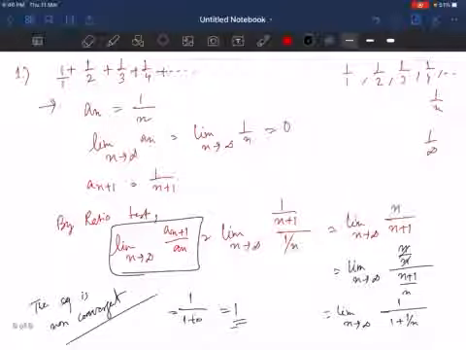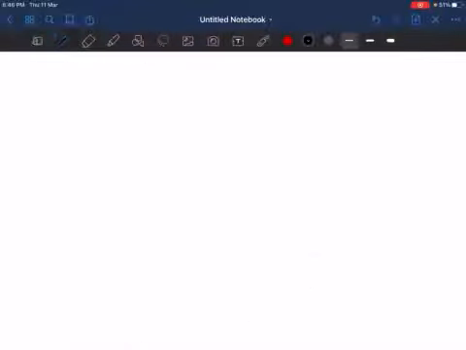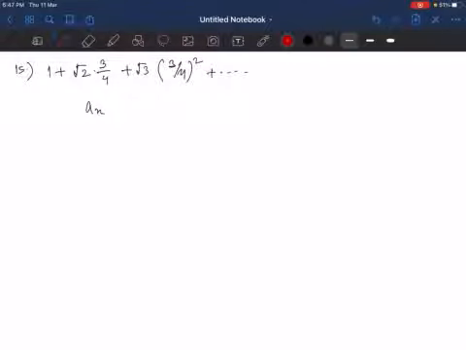Okay, let me do another question. So here we have question number 15. What is in here is 1 plus root 2 times 3 by 4, then plus root 3 times 3 by 4 whole square, plus dot dot dot. Again, if you check carefully, this one is neither AP nor GP. So again we have to find the nth term. Now how to find the nth term? If you look carefully, the first term is 1, the second term is root 2 times 3 by 4, the third term is what?